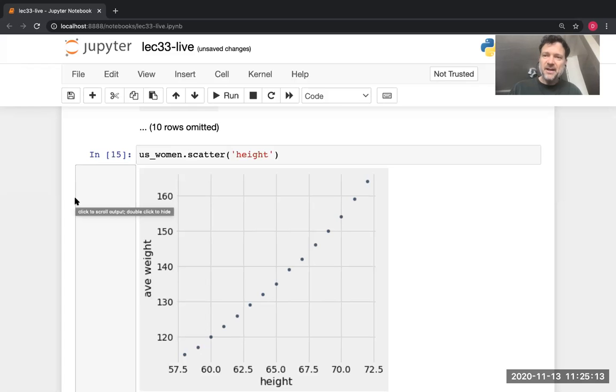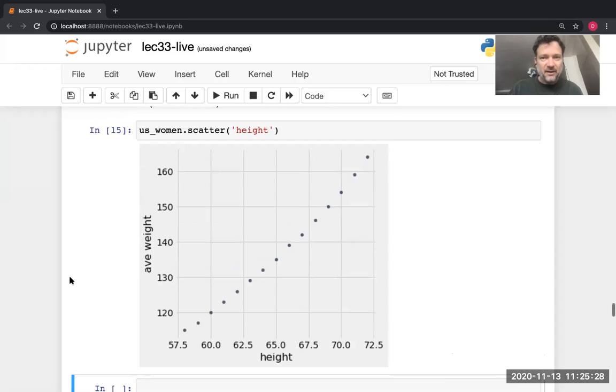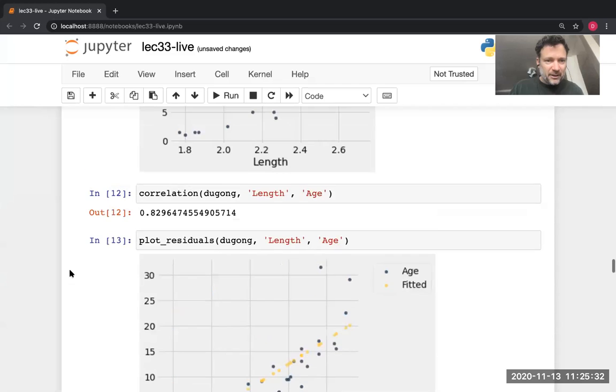Does it look like there's an association here? I would say, yeah, totally. Does it look like there's a linear association? Yeah, that looks like a pretty good line there. That's a line. So here's one that looks like linear regression seems like a very, very reasonable thing to do. So let's do a linear regression.